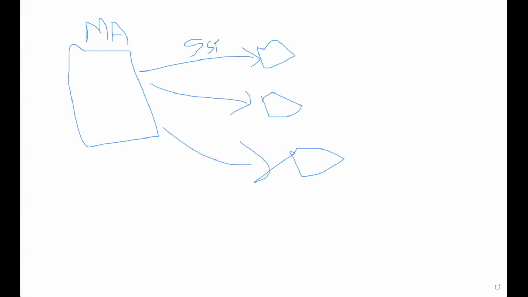SSH works on which port? Ankit? 22. SSH. 8080. I really wanted to take you guys back to your BTech days sometimes. That's right, Shilpa, it's 22. So SSH works on port number 22, the SSH connection.